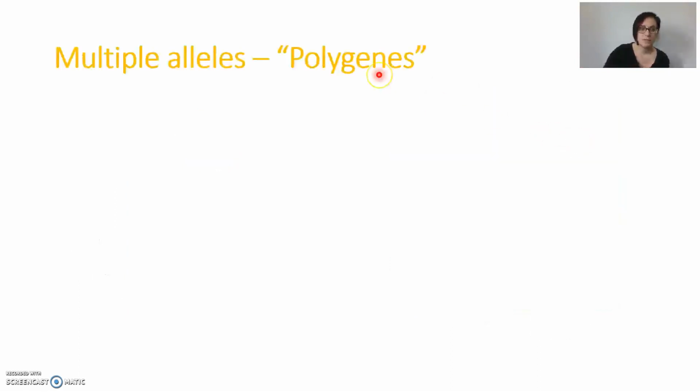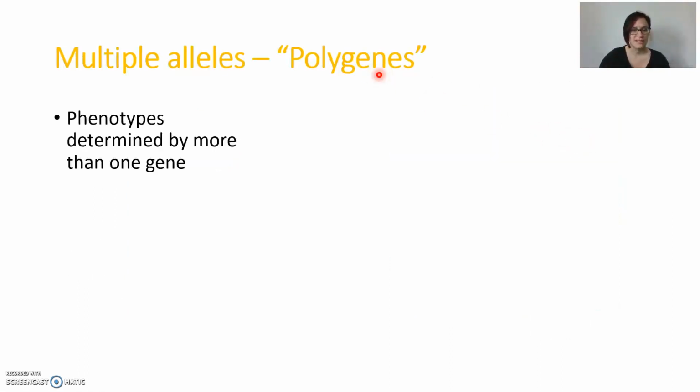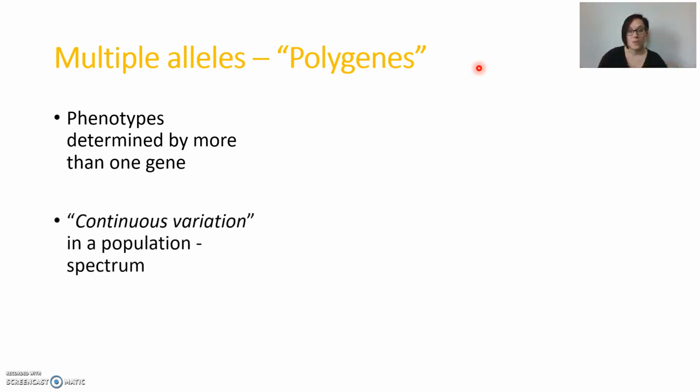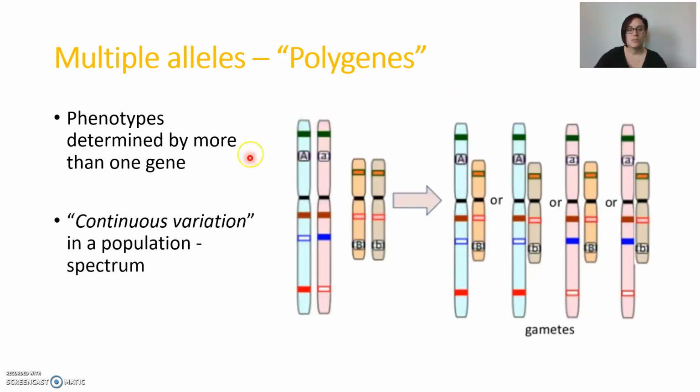Right, multiple alleles are also called polygenes. They are phenotypes determined by more than one gene. We like to simplify so we can explain inheritance to you, saying, okay, well, here's this tiny little gene and it determines what your hair color is. But in actual fact, stuff is very, very complicated. And because we have multiple genes that are potentially lending itself to one phenotype, we can't really talk about it that easily all the time. And we get a continuous variation in a population.